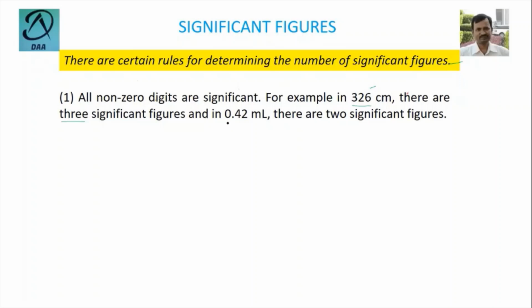But in 0.42 ml, there the extreme left side 0 is there. This will not be accounted as a significant figure. So in this case, the significant figures are only 2.